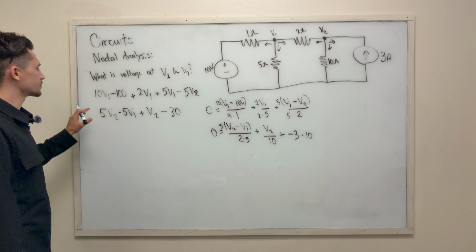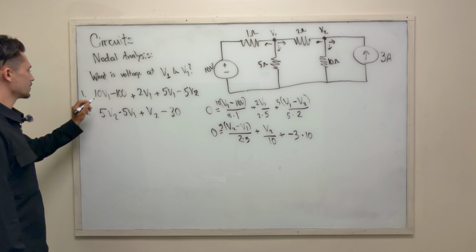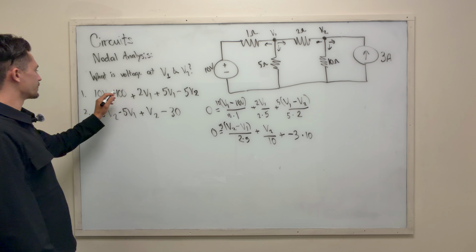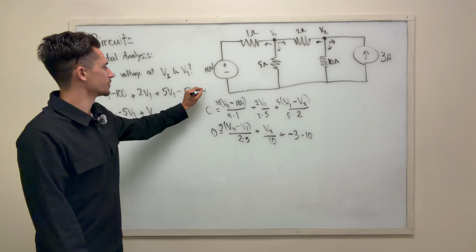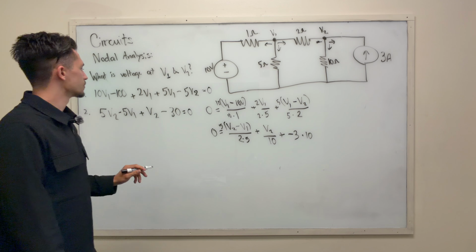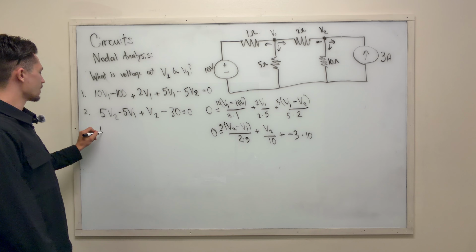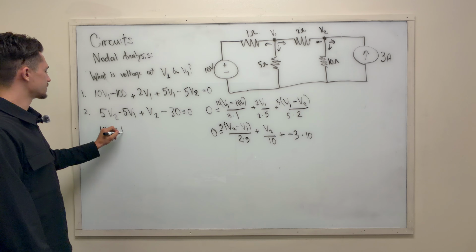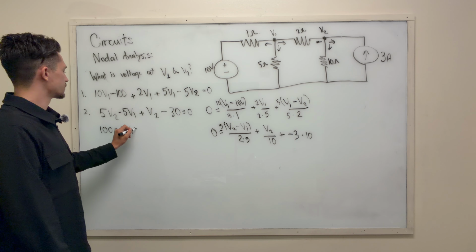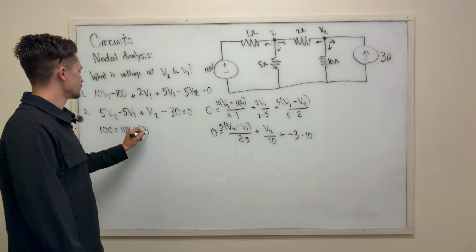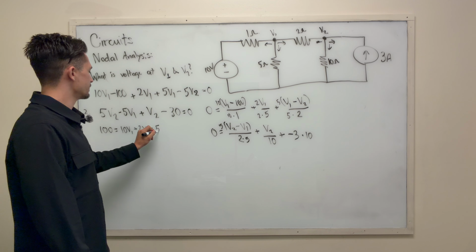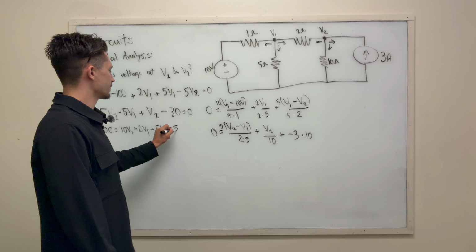So if we look at, so this is number 1, this is number 2. So in this case, for number 1, we can have the 100 to go. Well, these are also, by the way, equal to 0. So in this case, for the first one, we can move the 100 to the other side. So we can make it 100 is equal to 10v1 plus 2v1 plus 5v1 minus 5v2.